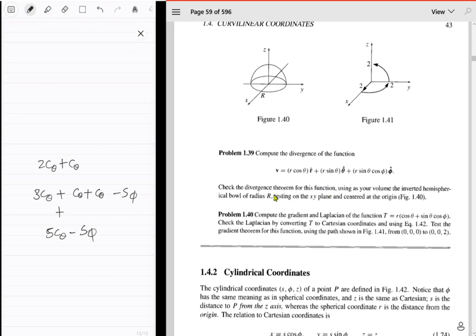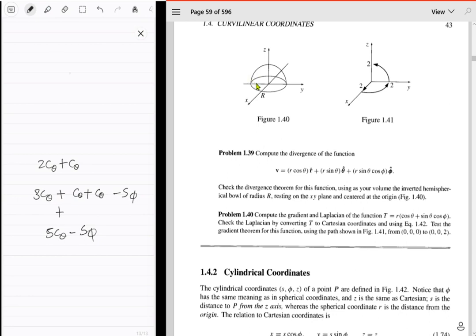Check the divergence theorem for this function. So what's the volume integral of this thing over this hemisphere? This is going to be hard, isn't it? It's not depending on the radius at all, right? Very interesting. It does not depend on the radius. I guess at this point, a triple integral is the best way to go, right?